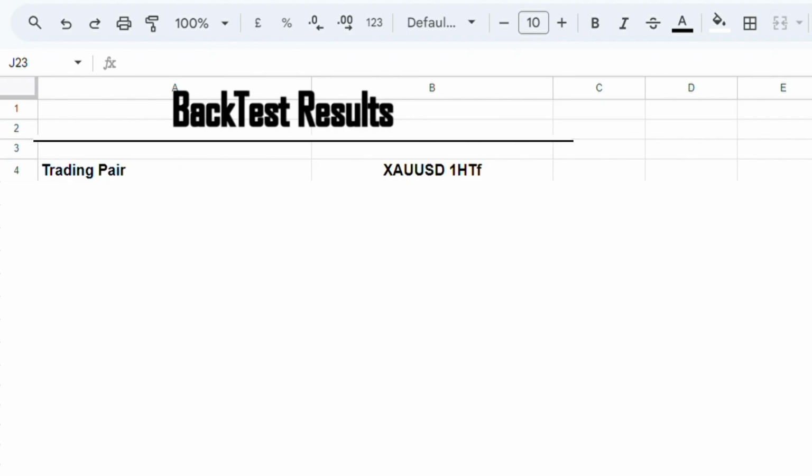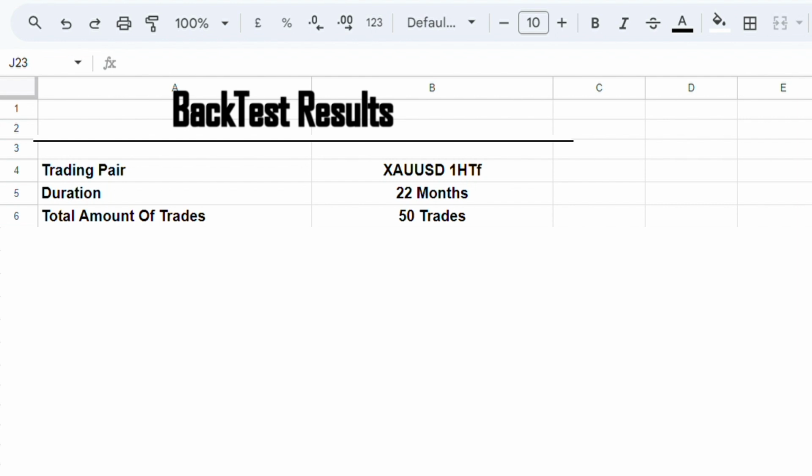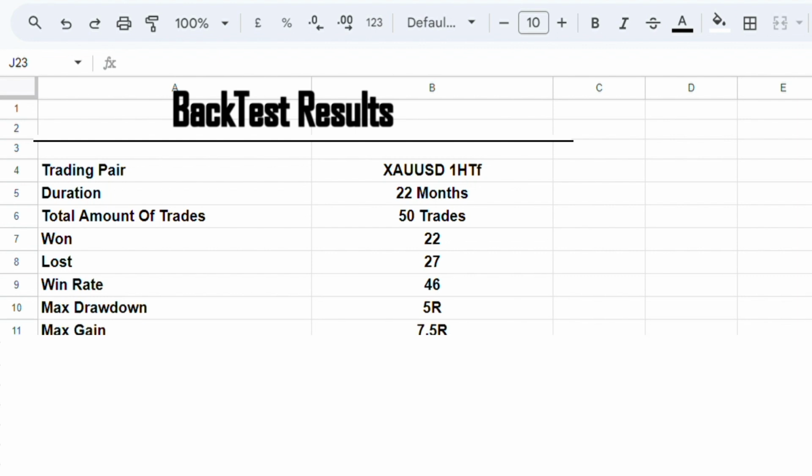Okay, so in 22 months, I took 50 trades. Now I know I said I was going to test 100, but there simply wasn't enough data to test, and 22 months worth of trading and taking 50 trades is a good sample size of a backtest. So I took 50 trades, 23 won and 27 lost, which resulted in a win rate of 46%, a max drawdown of 5R and a max gain of 7.5R, which is definitely positive.